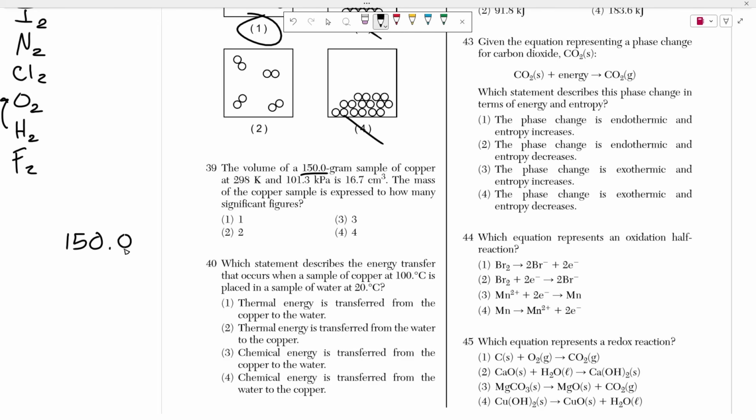Now, what is a significant figure? Any non-zero number, meaning any number that's not zero, is automatically significant. So we know that this 1 is significant, this 5 is significant. And then finally, we know that trailing zeros are also significant. So this 0 is also significant.